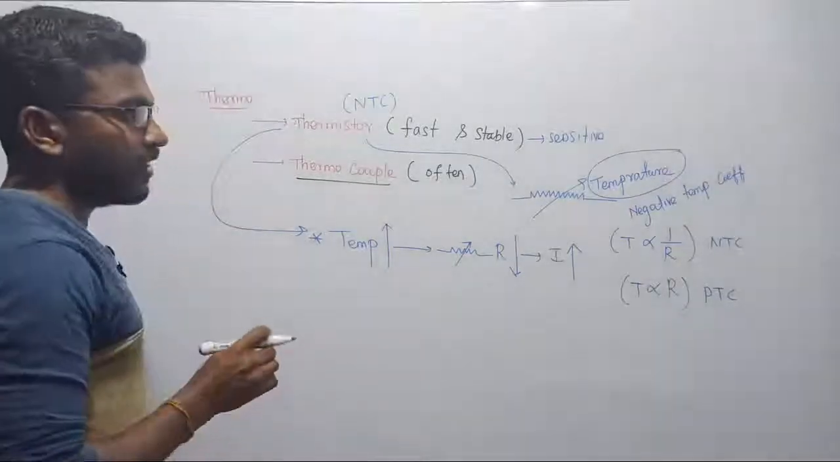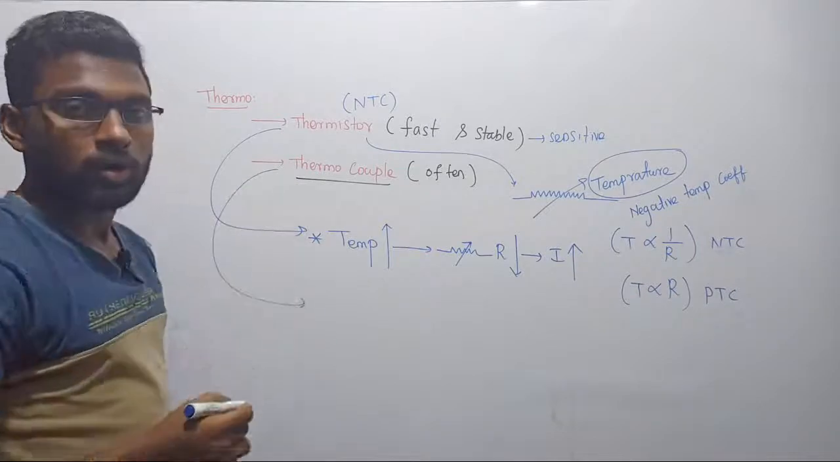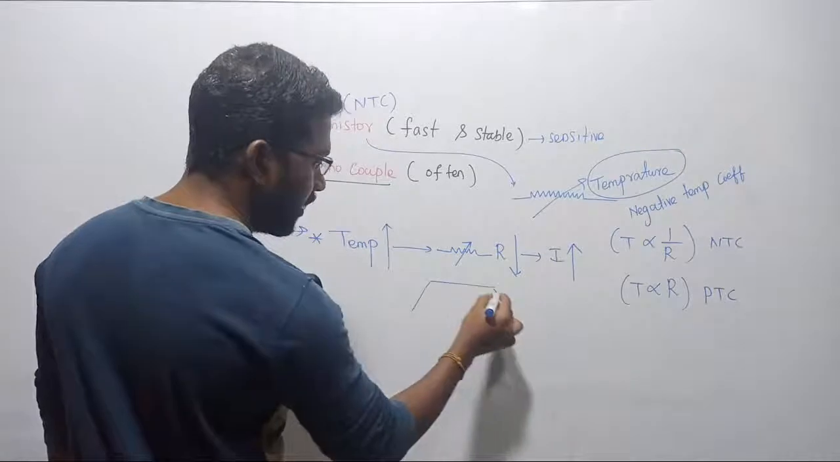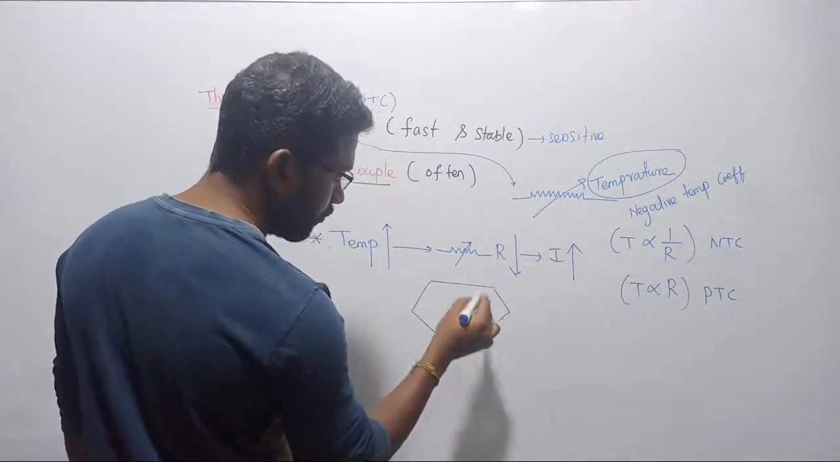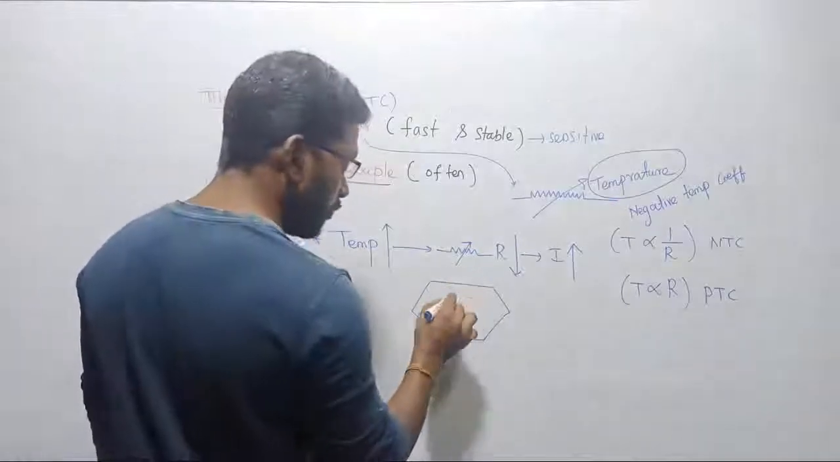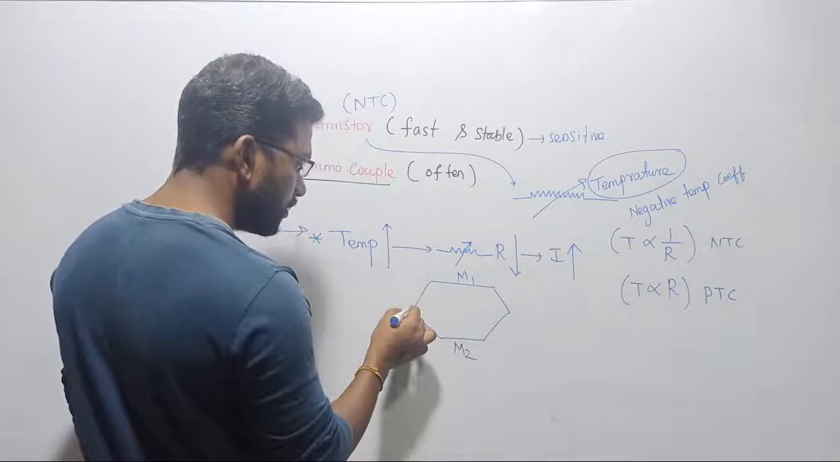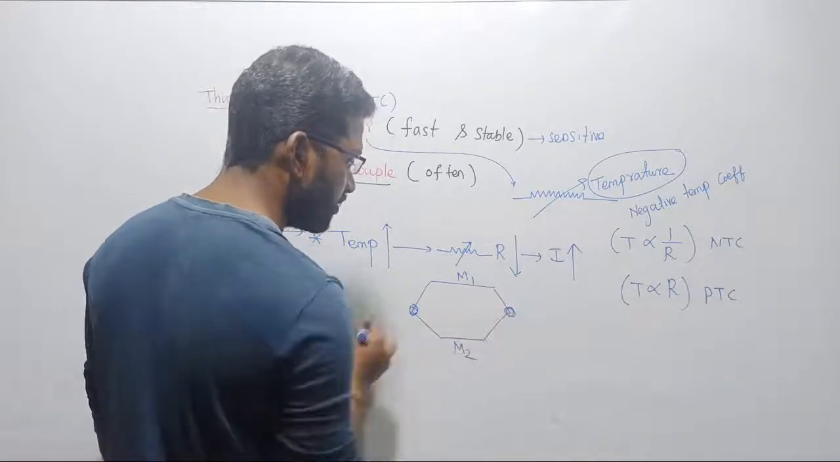Okay, next we need to discuss the thermocouple. Let me discuss the thermocouple also. That is very simple. In a thermocouple we have two different materials, and they are joined together. This is material 1, this is material 2, and this is the point where we join these two junctions.